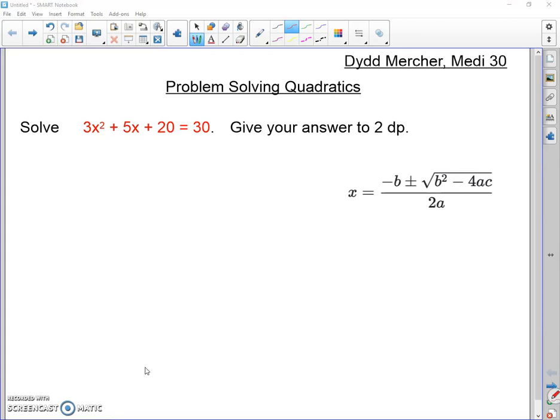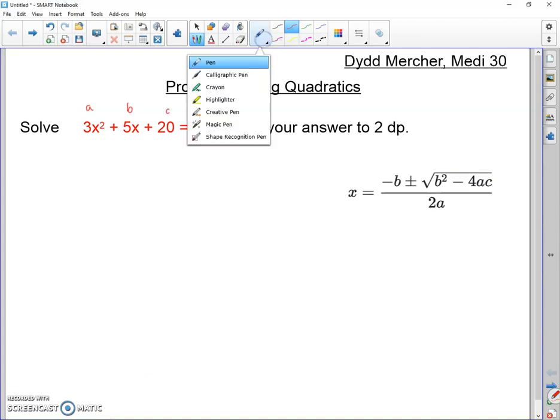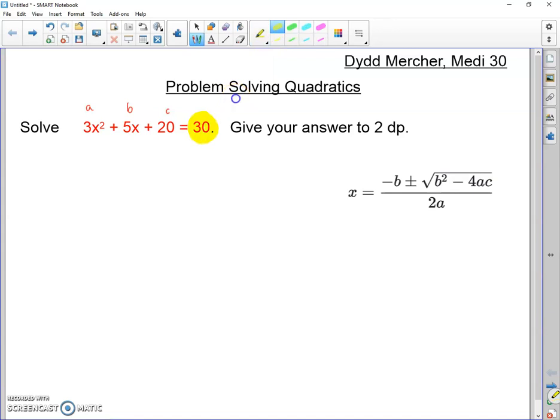Okay, so on this first example, it looks like a normal quadratic, and if you're rushing into it, you'd think that A was 3, B was 5, and C was 20. But if you look a bit more carefully, there is actually equals 30 on the other side. And one of the rules of using the quadratic formula is that it does have to be equal to 0 or it doesn't work, just like factorising. It's easy enough to sort out.